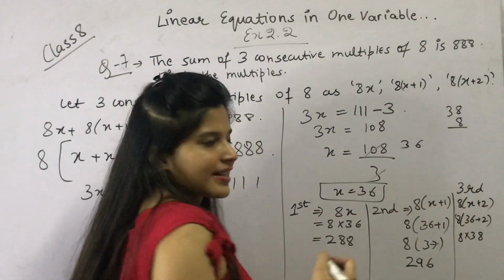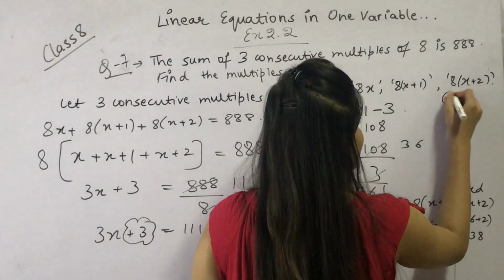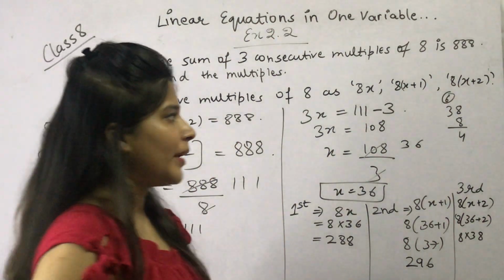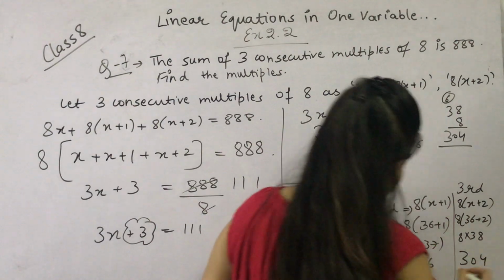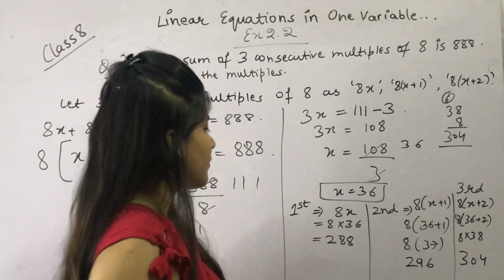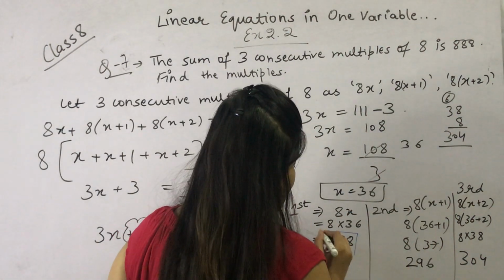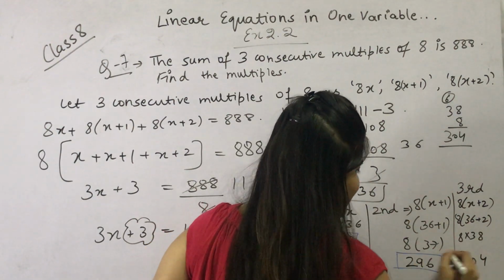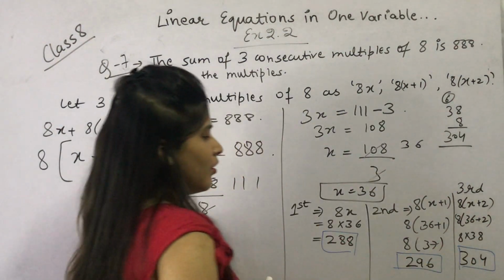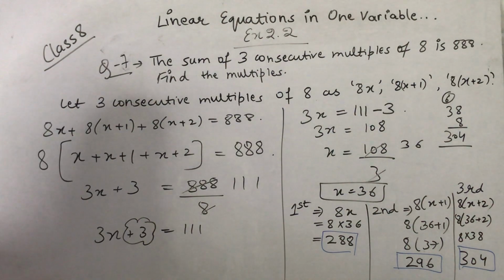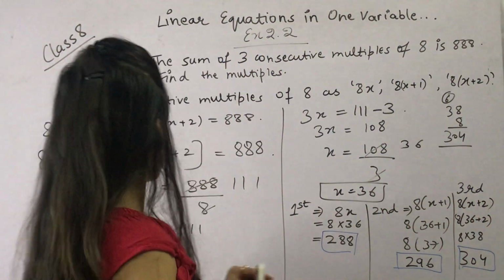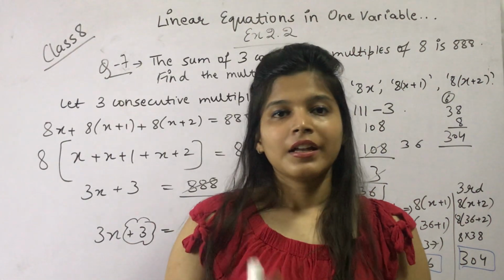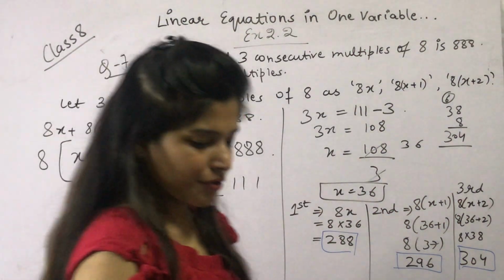8 8s are 64. 4 here, 6 carry. 8 3s are 24. 24 plus 6 is 30. So 304. So our three multiples are 288, 296 and 304. These are the three multiples of this question. Okay, so this was our question number 7. Now let's come to the next question.